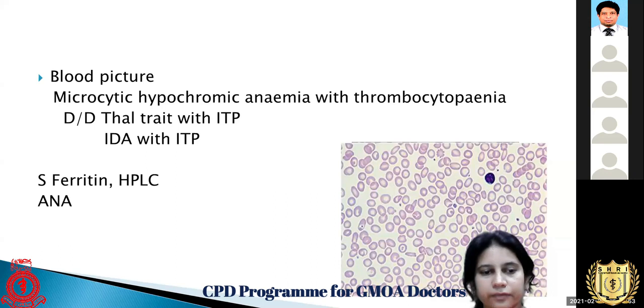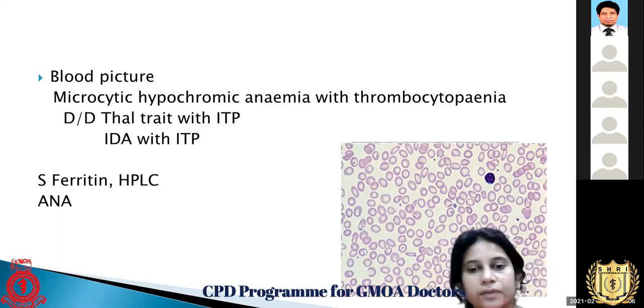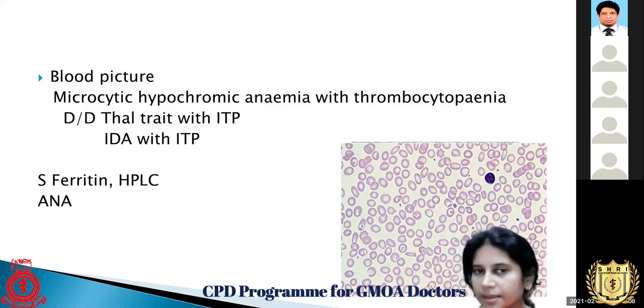You have to perform serum ferritin and HPLC to differentiate thalassemia trait and iron deficiency, and you can do ANA to find the cause. We don't go for bone marrow unless the patient has isolated thrombocytopenia. We don't do bone marrow unless the patient's age is more than 65, or if you have any clinical suspicion of some other disease, then we perform it. So this lady was managed as ITP and is on treatment.